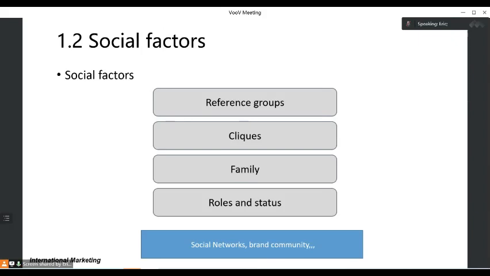About the social factors, we divide this into four parts: reference groups, cliques, family, and roles and status.